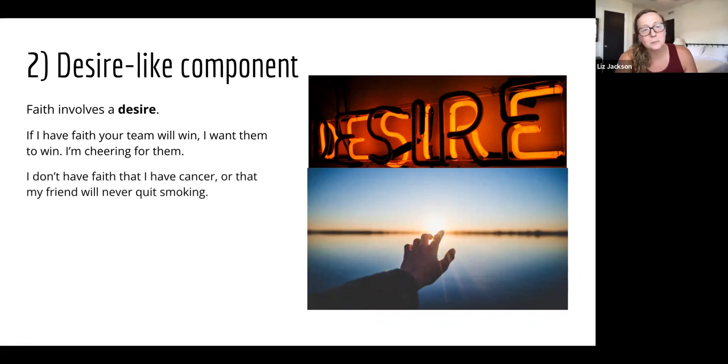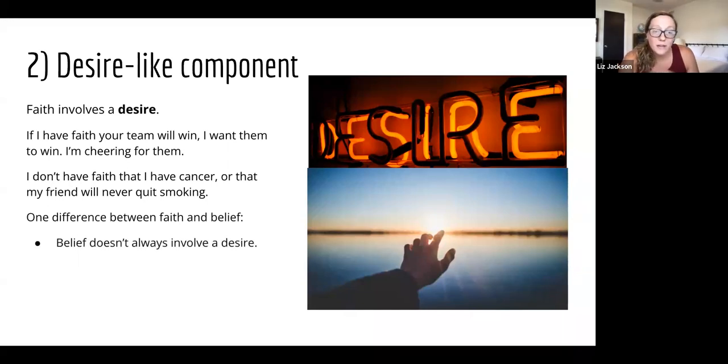And this also explains why I don't have faith that I have cancer, or I don't have faith that my friend will never quit smoking. Why? Because I don't want those things to be true. Even if I'm very confident I have cancer, I believe I have cancer, I believe my friend will never quit smoking, I don't have faith because I'm not for those things. I'm not pro those things. And so I think this brings out an important difference between faith and just mere belief. Belief doesn't always involve a desire, whereas faith does.